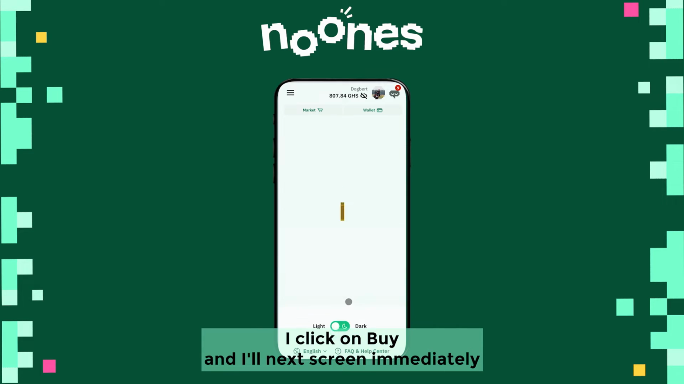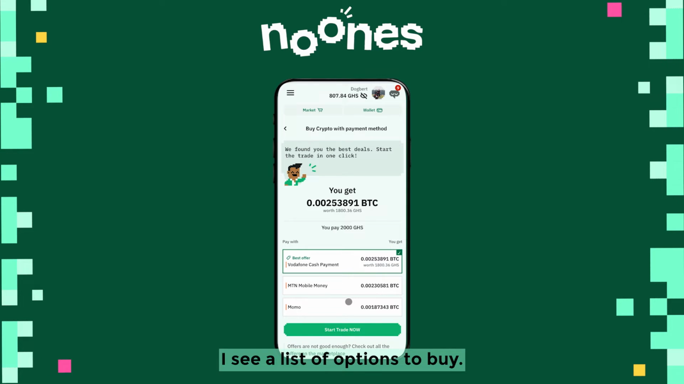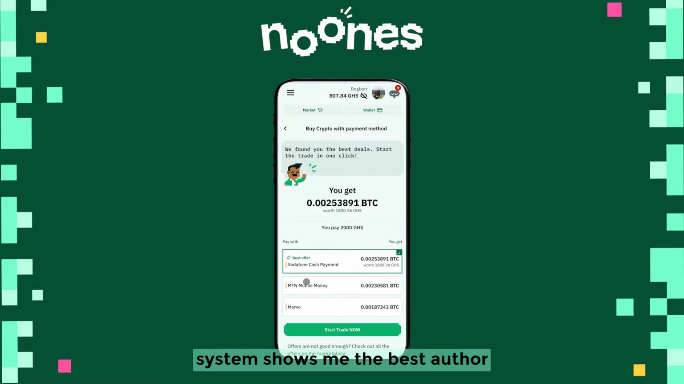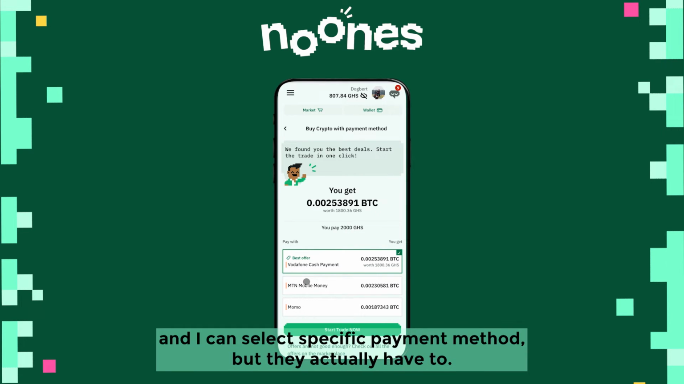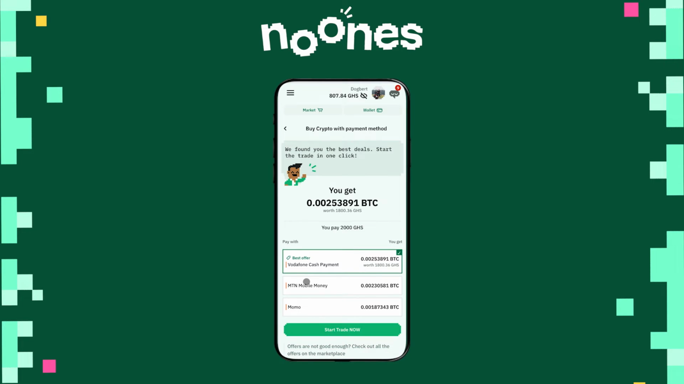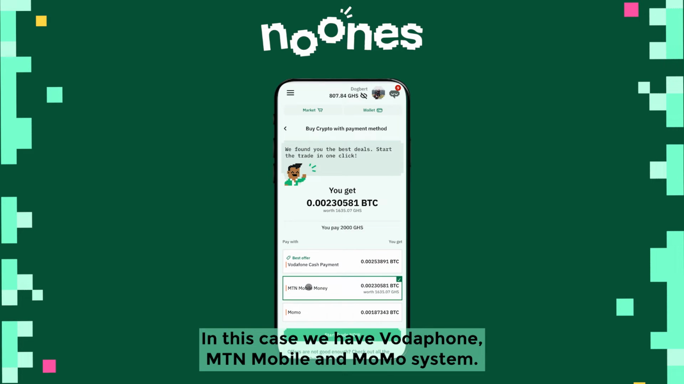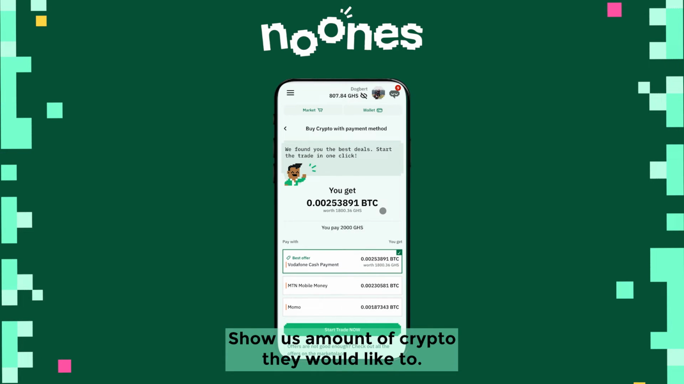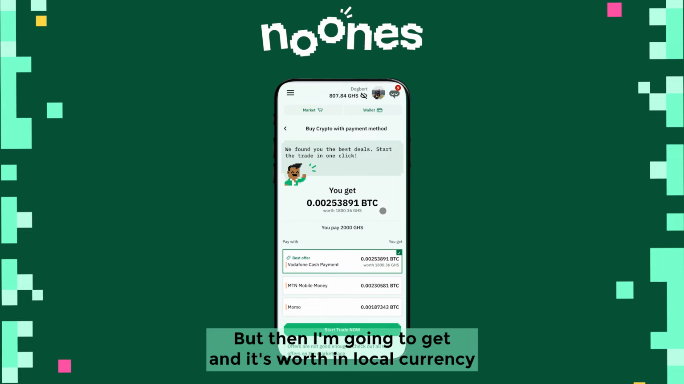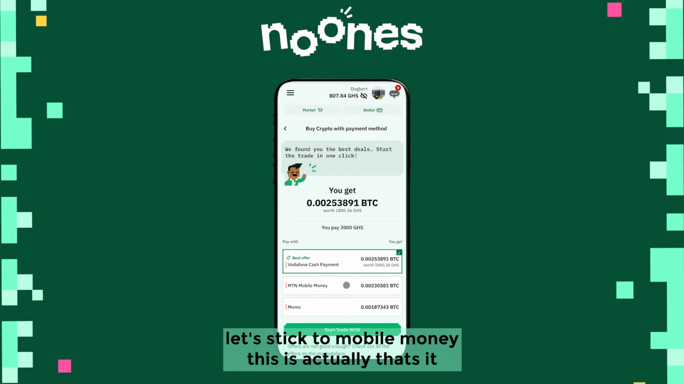I click on buy, and on next screen immediately I see list of options to buy crypto. System shows me the best offer and I can select specific payment method that I actually have. In this case we have Vodafone, MTN Mobile and MoMo. System shows us amount of crypto that I'm going to get, and its worth in local currency.